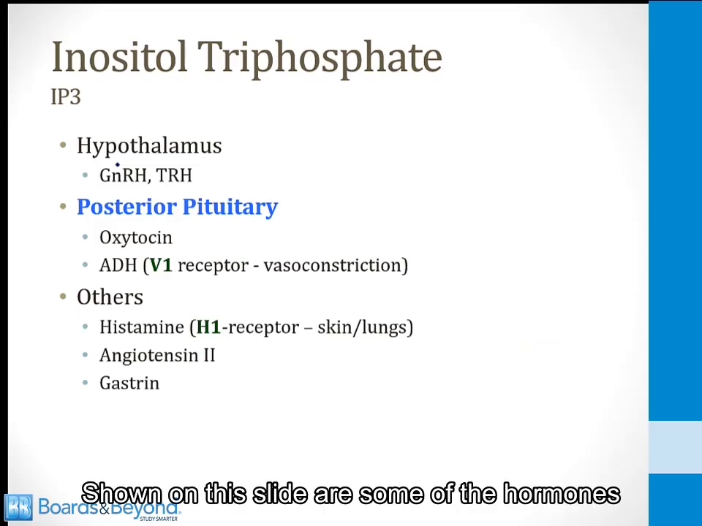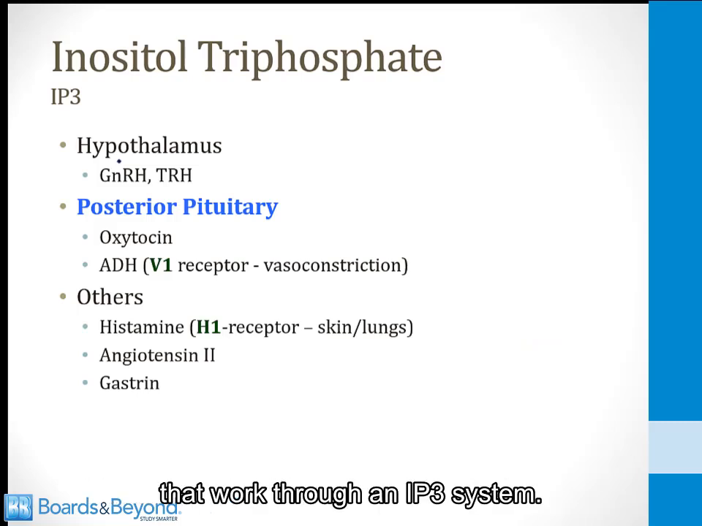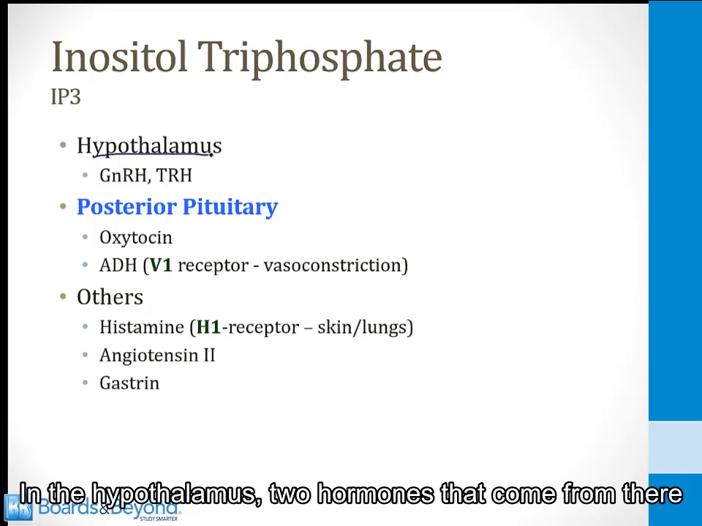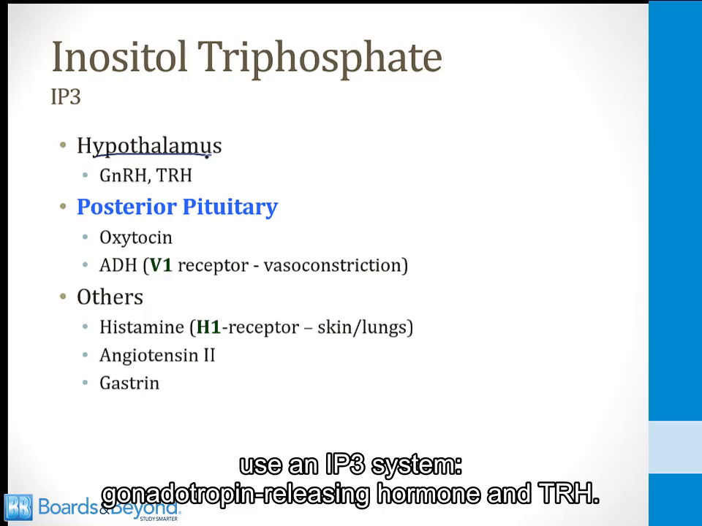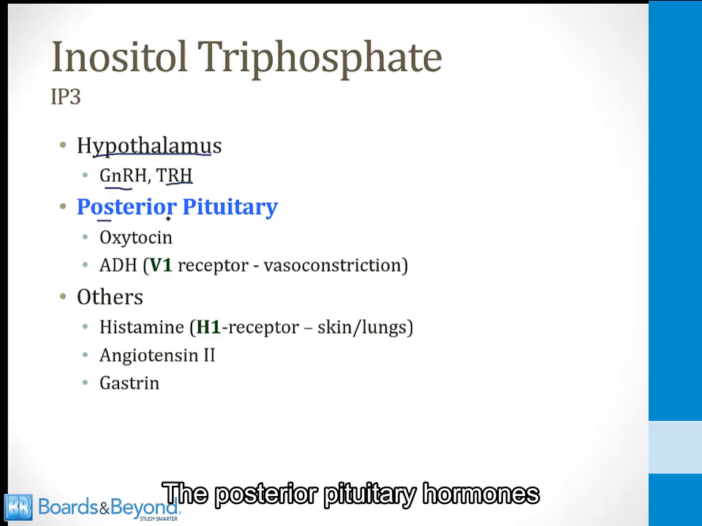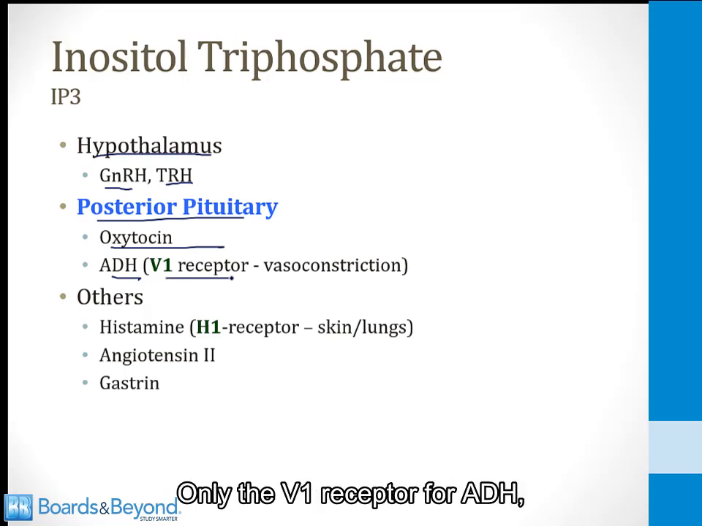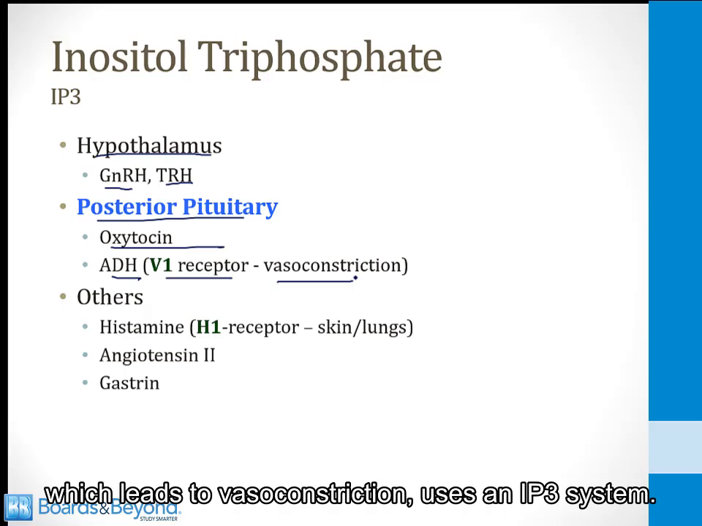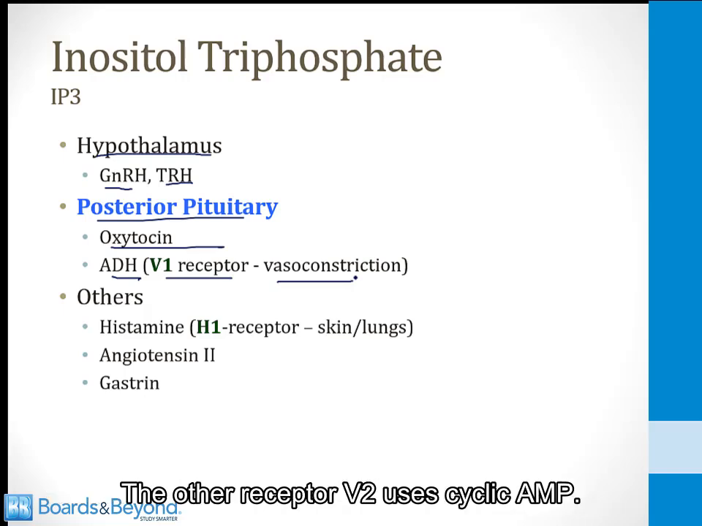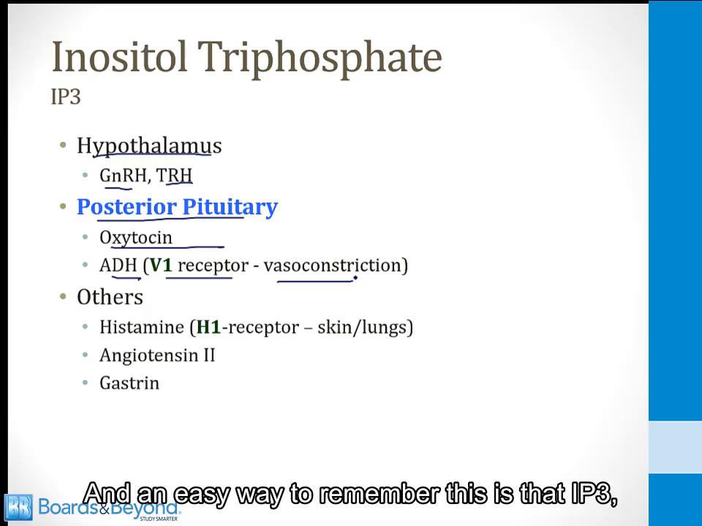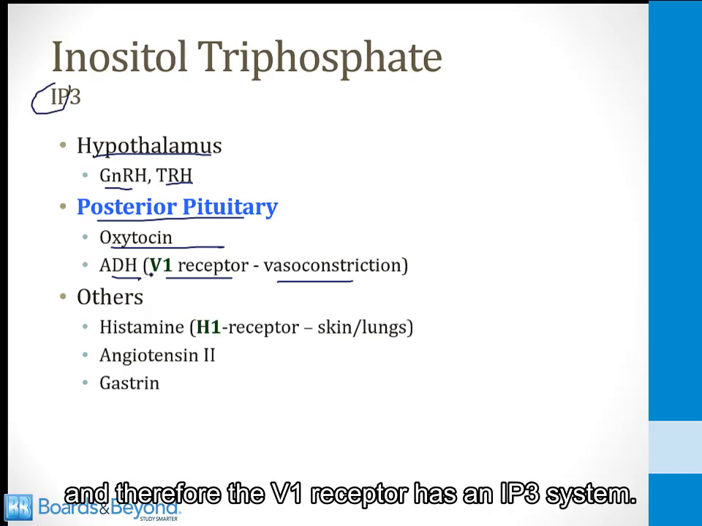Shown on this slide are some of the hormones that work through an IP3 system. In the hypothalamus, two hormones that come from there use an IP3 system, gonadotropin-releasing hormone and TRH. The posterior pituitary hormones oxytocin and ADH use an IP3 system. Only the V1 receptor for ADH, which leads to vasoconstriction, uses an IP3 system. The other receptor, V2, uses cyclic AMP, and an easy way to remember this is that IP3, the first letter is like a 1, and therefore the V1 receptor has an IP3 system.